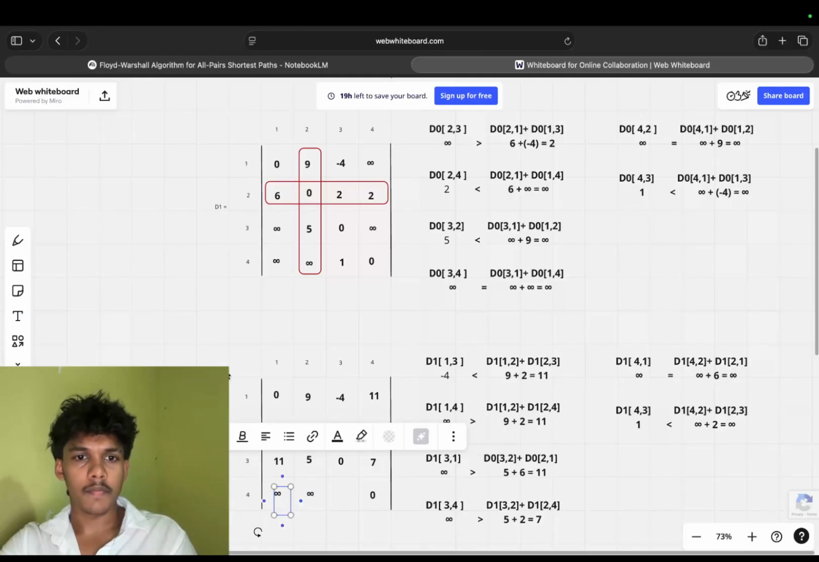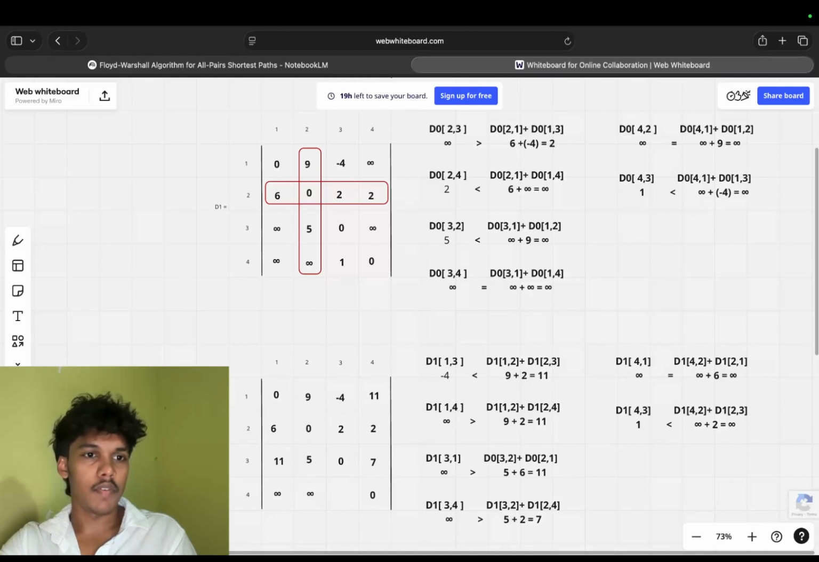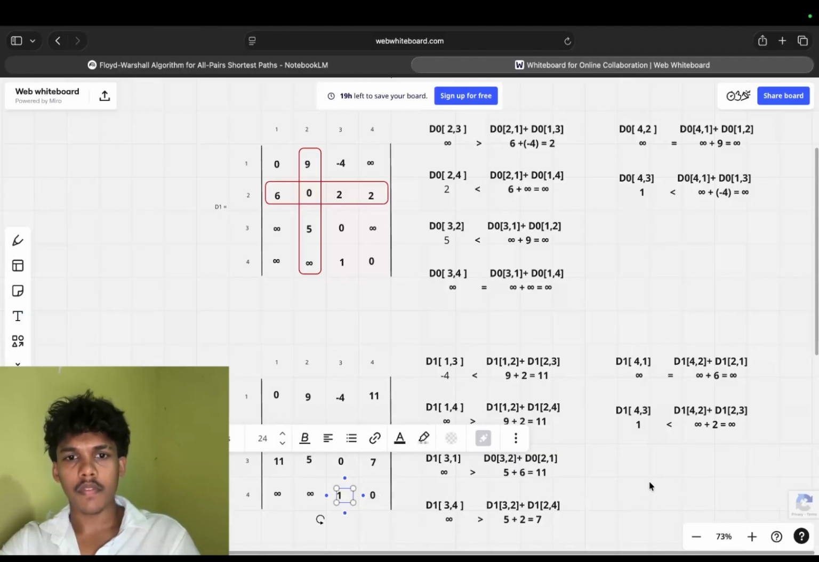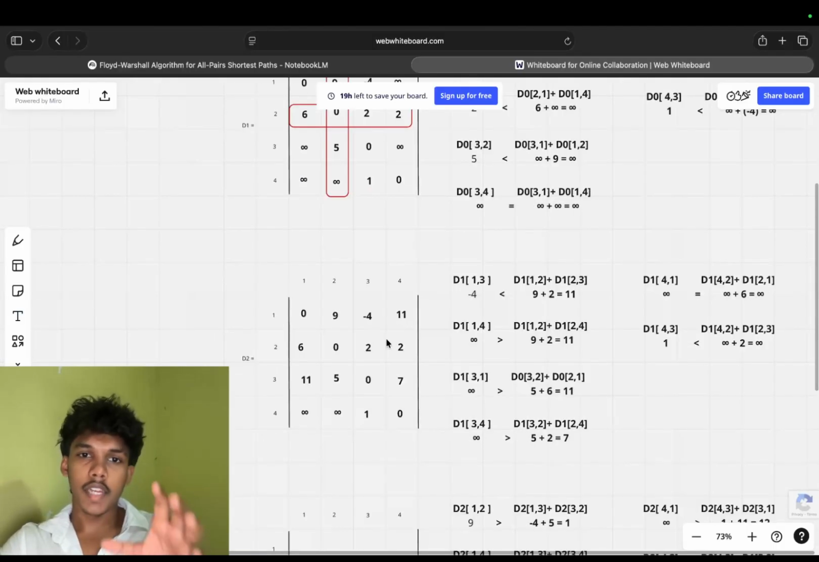here. Okay. Then we have to find the 4 to 3. 4 to 3 is 1. The middle element path is 4 to 2 and 2 to 3. So 4 to 2 will be infinity. 2 to 3 will be 2. So it will be infinity. So 1 is less than infinity. We will add 1 as our shortest path. Okay. So now we have created our D2 matrix.